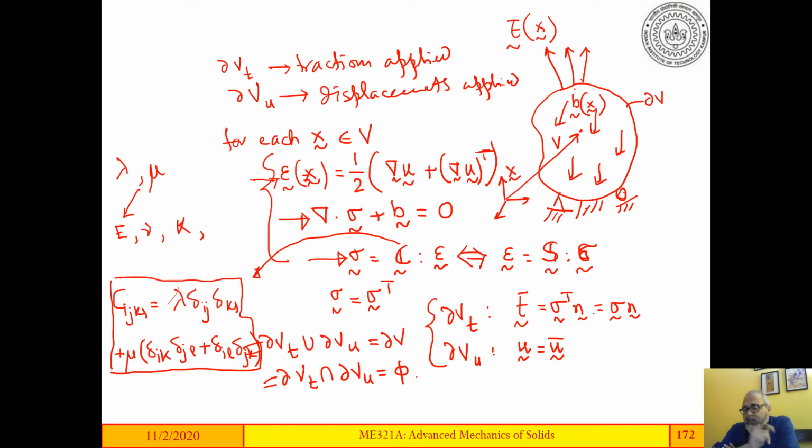But before that, we have to learn about the Navier's equation. Let me stop here, and we'll learn about the Navier's equation in the next lecture.